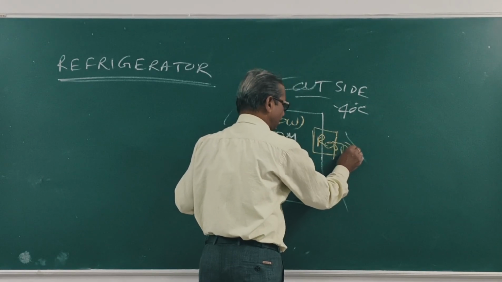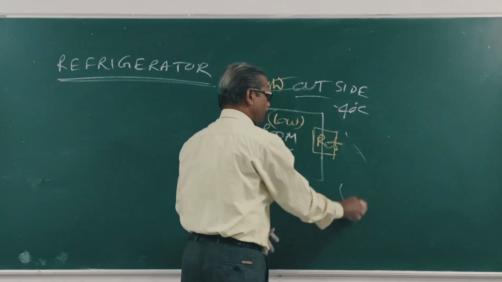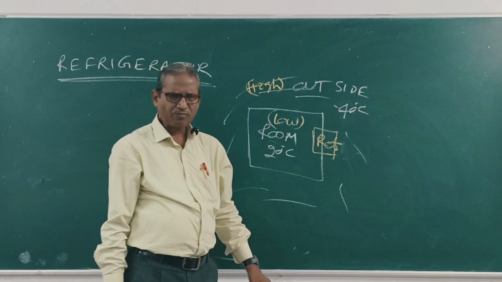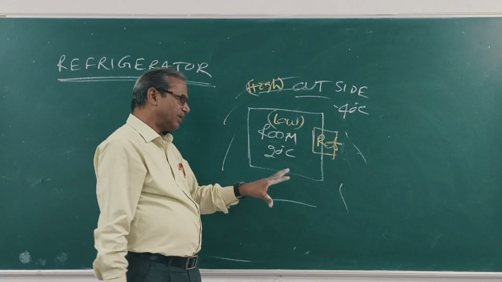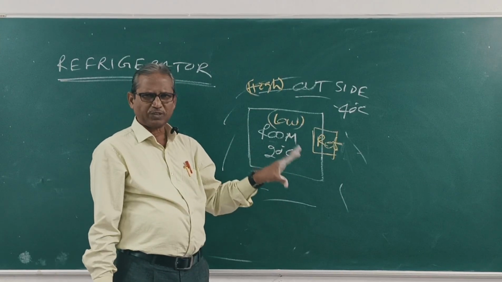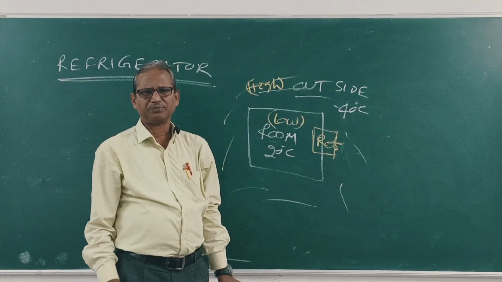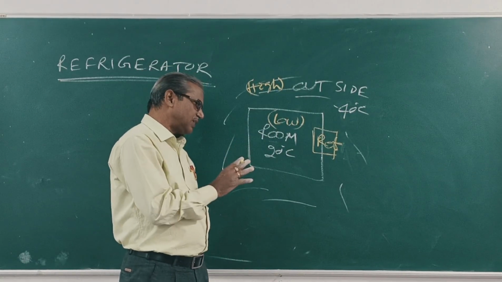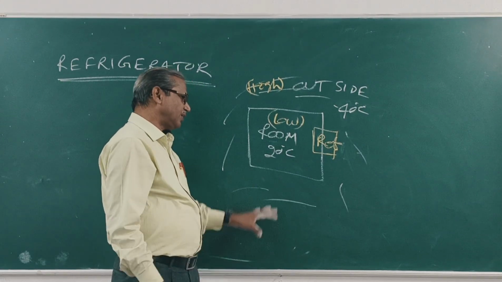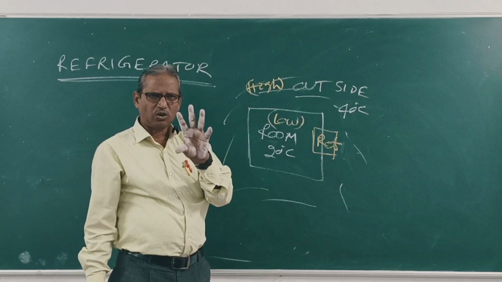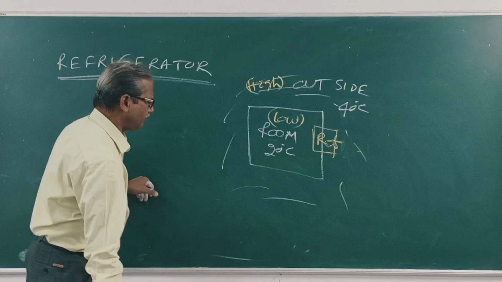Refrigerator, AC machine, refrigerator. Clear? Its main function is to remove heat from the room, which is low temperature, and throw to the surrounding, which is high temperature. Clear? So its function is to remove heat from the room, which is already colder than the outside temperature. This is refrigerator. Or what is a heat pump?